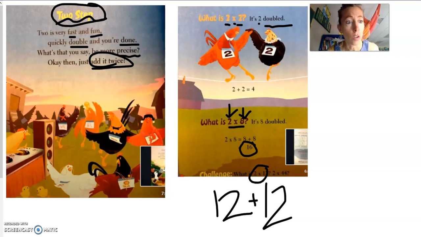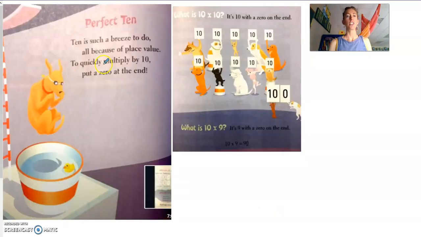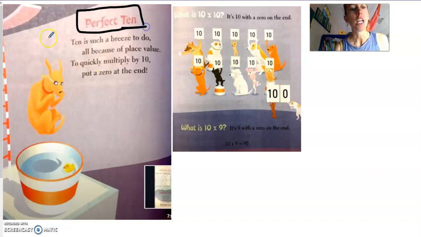All right, there's one more super fun factor, and that factor is 10. And we call it the perfect 10 because this dog is jumping into this bowl of water with this rubber ducky, and guess what? It's a perfect 10. 10s are so perfect, and they are super fun to multiply with. So let's read it out.